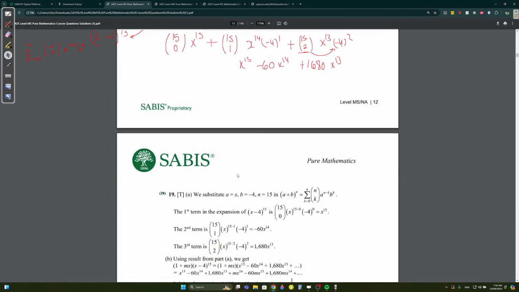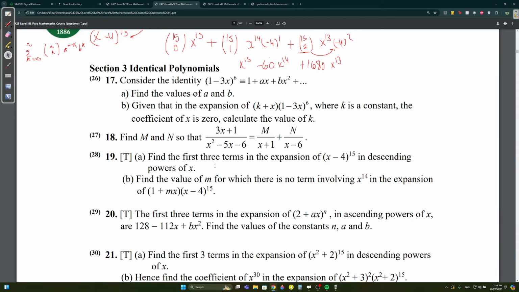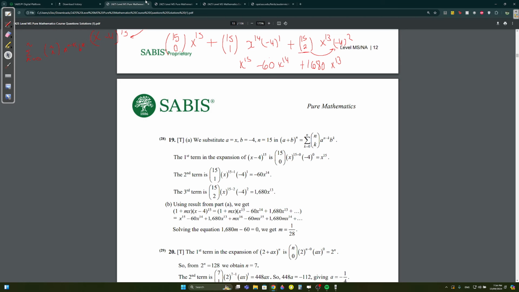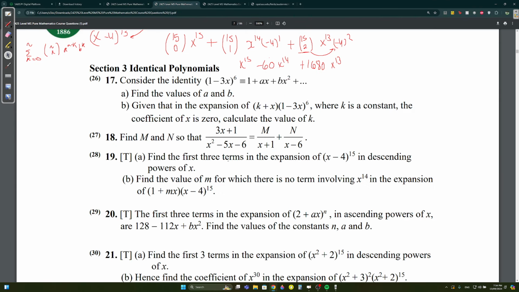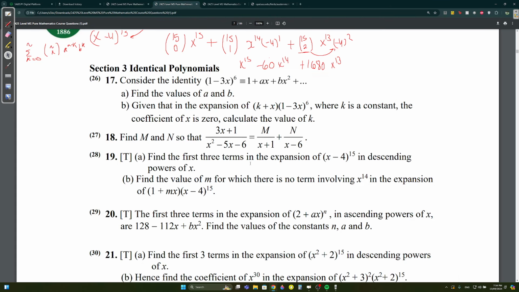Let's check the question. Find the first three terms. Okay, yeah, they said find the first three terms. So you're going to say first term x to the 15, second term is minus 60 x to the 14, third term 1680 x to the 13. You write it like that because they said find the first three terms. They didn't say expand until the third term. Just put it like this: first, second, third. I don't think they'll deduct marks for it, but just pay attention.